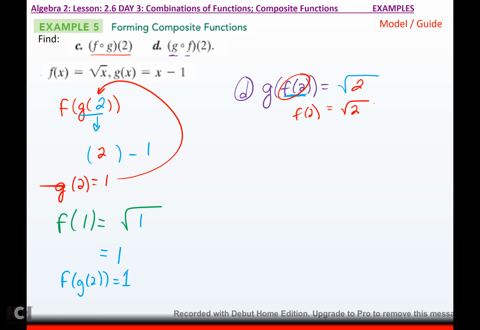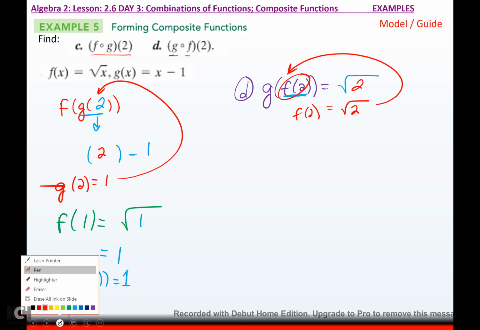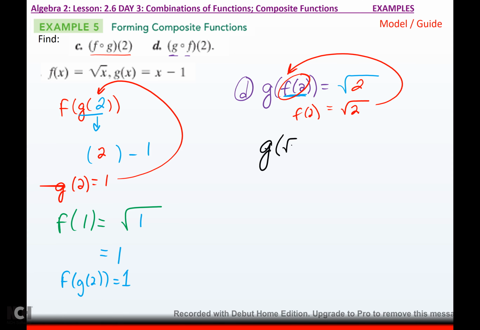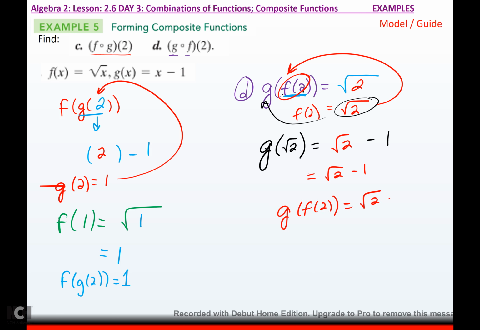So if I replace this with the square root of 2, it's telling me to go to my second party. To go to G's party, you need to bring a square root of 2. Don't bring the 2. You already took that to the F party, played with it, and came out with a square root of 2. Now you're going to take that and go to the second party. And G's party says, take whatever you brought and subtract 1 from it. Well, what I'm bringing from the F party is the square root of 2. And I can't combine that, so I just leave it, square root of 2 minus 1. And I say G of F of 2 equals the square root of 2 minus 1.